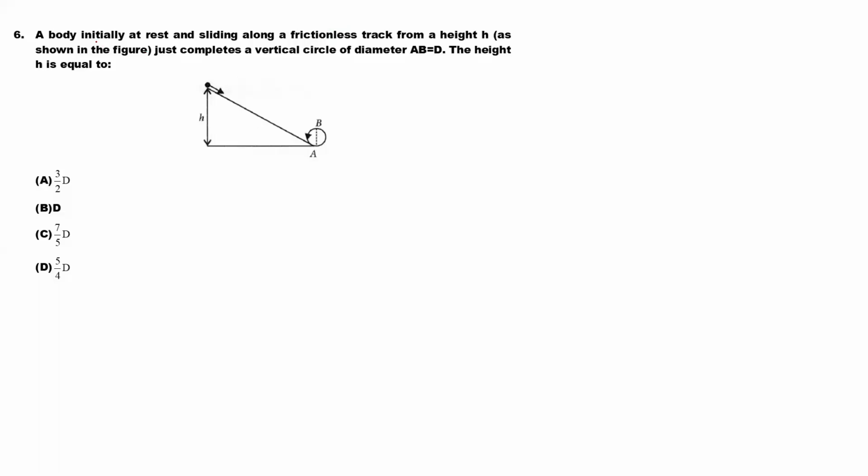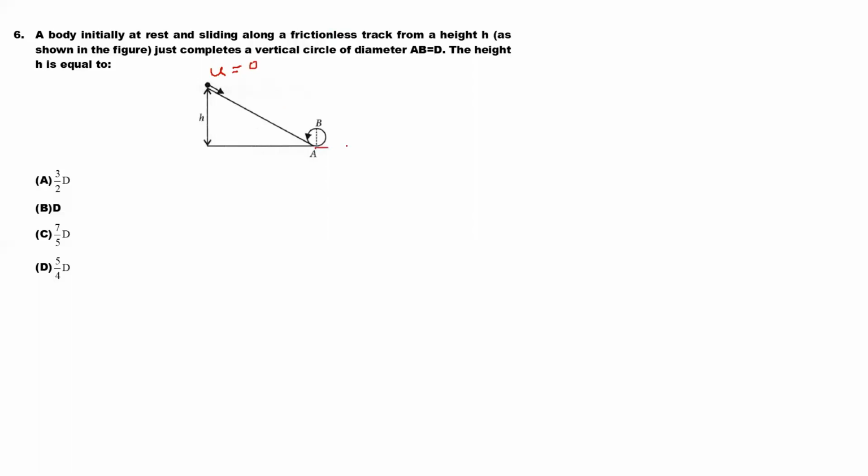This is a body initially at rest and sliding along a frictionless track from a height h. It just completes a vertical circle of diameter AB is equal to d. Height h is equal to how much? Friends, body is at rest initially, so the initial speed of the body will be 0.